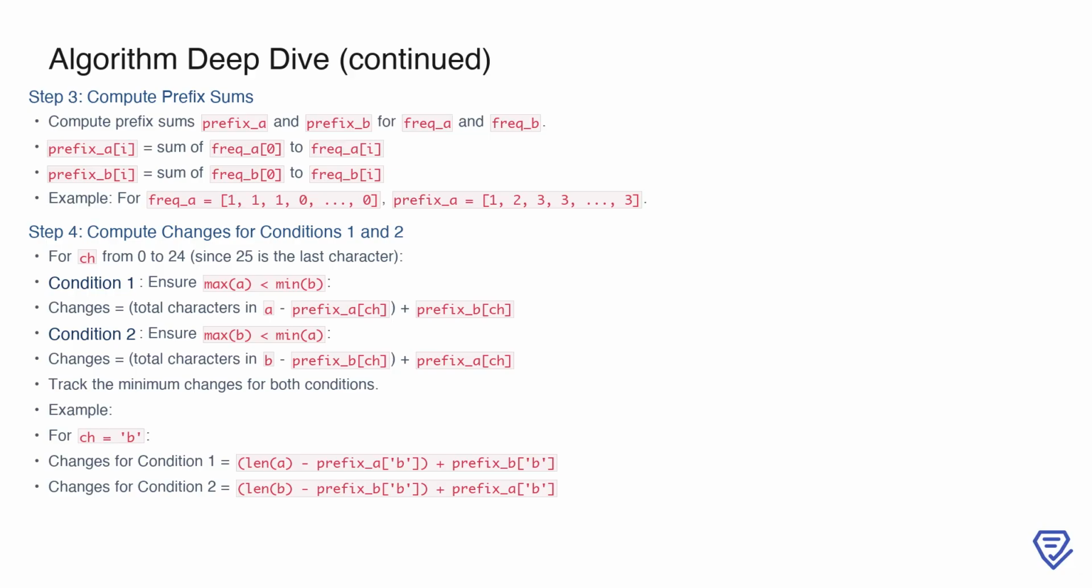Similarly, for the second condition, where max(B) must be strictly less than min(A), the changes are calculated as the total characters in B minus the cumulative count of characters in B less than the current character, plus the cumulative count of characters in A up to the current character. By iterating through all possible characters, we track the minimum changes for both conditions.